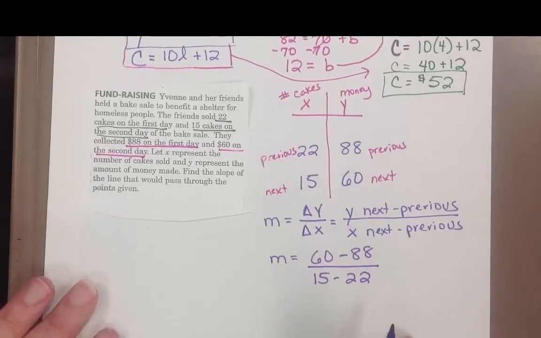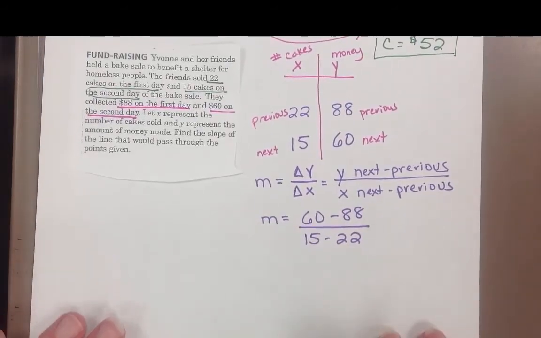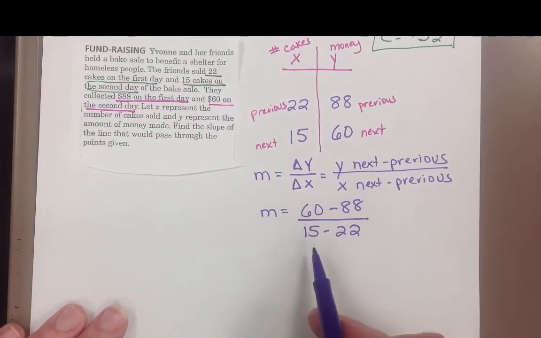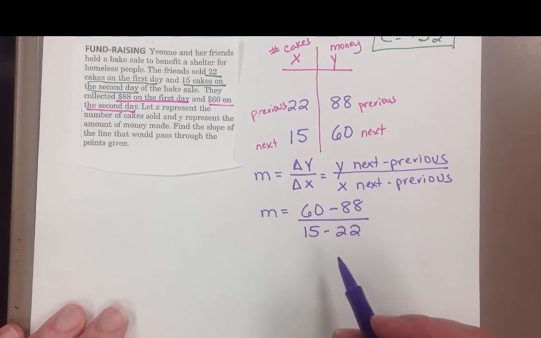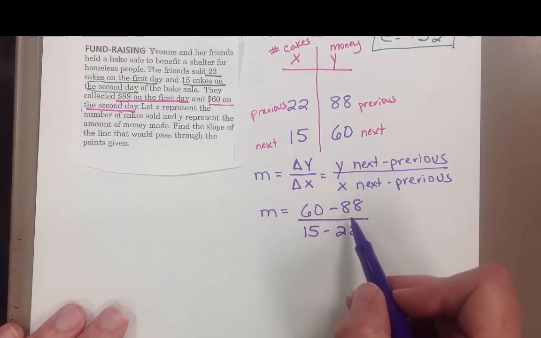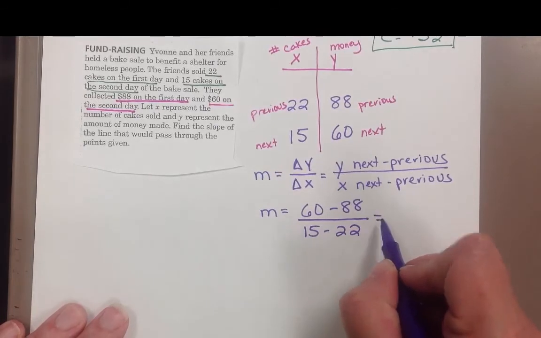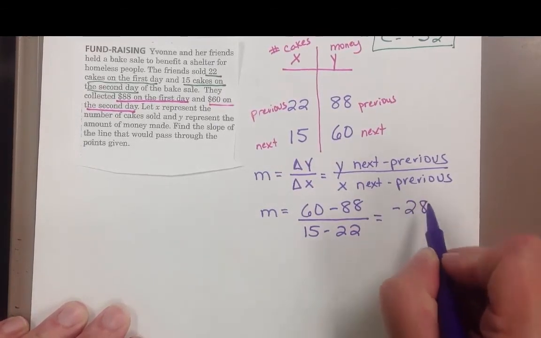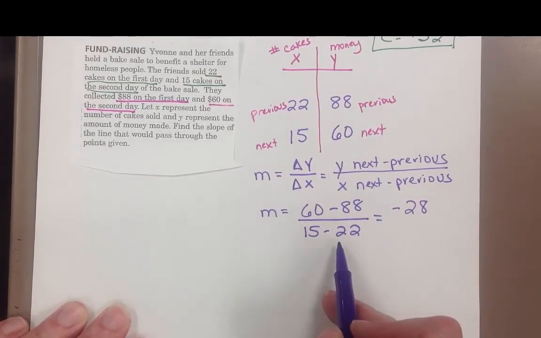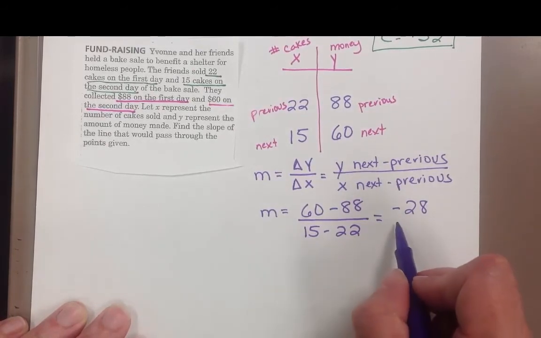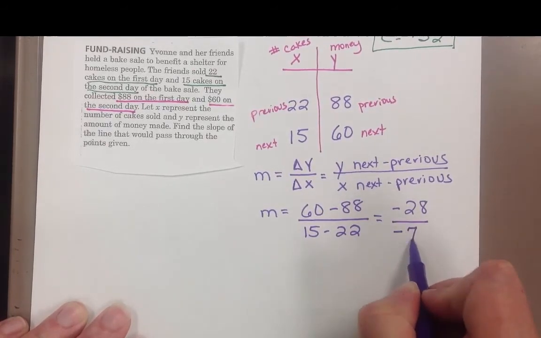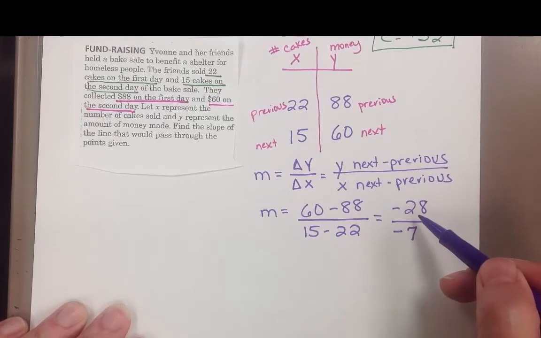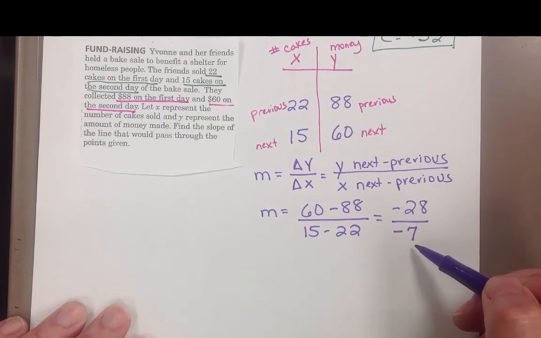Now let's slide this up a bit because we're starting to lose our space. Okay, so 60 minus 88 over 15 minus 22. If I have 60 and I take away 88, I end up at negative 28. And if I'm at 15 and I take away 22, I end up at negative 7. Okay, so we have negative 28 divided by negative 7.